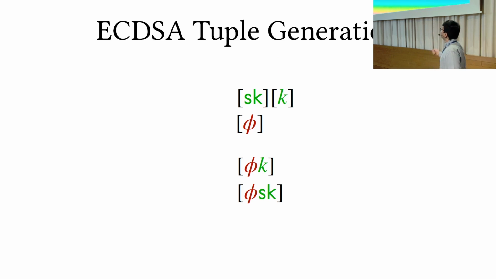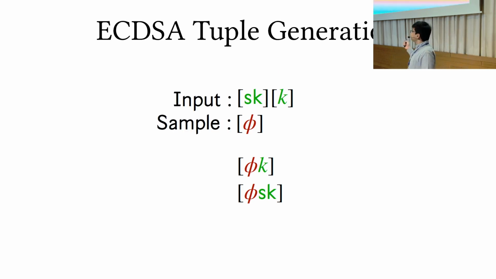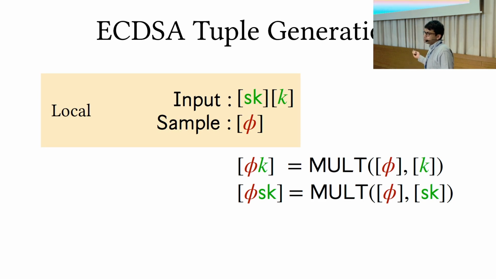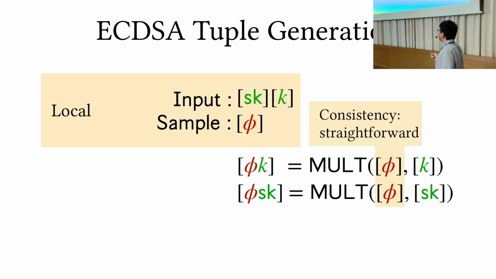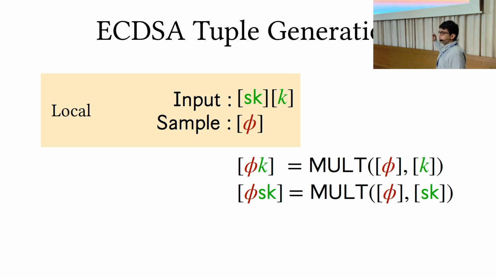Right, so how do we actually generate this correlated randomness? The first part is straightforward. The secret key sk and phi are just inputs, so it's basically local operations. The second part is a bit non-trivial. We now have to do this secure multiplication of k, phi, and sk. Assume for a minute that the multiplication is maliciously secure already. That's a well-studied problem.